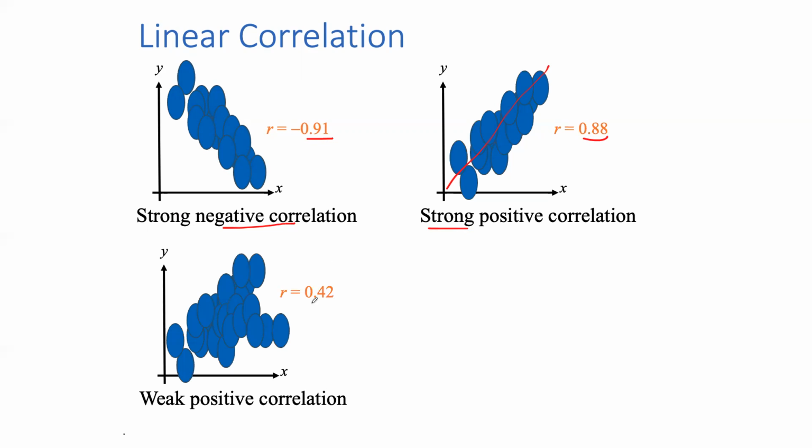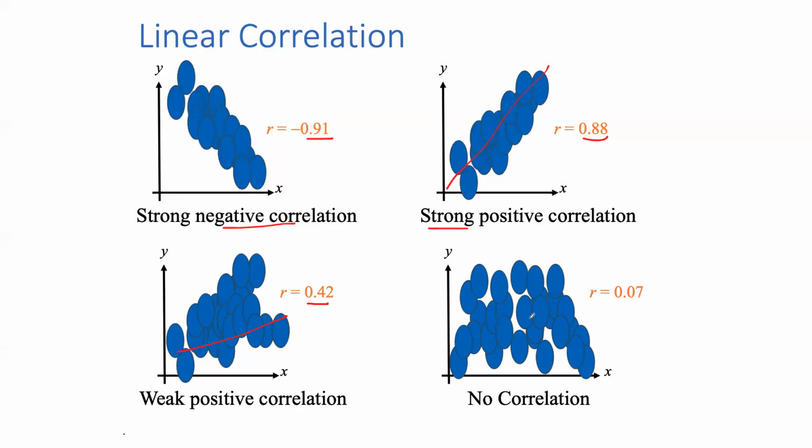R is 0.42. Again, we have a trend like this where R is positive, so it suggests that we have positive correlation, but it's fairly weak because the magnitude is 0.42. It's not very close to 1. It's closer to 0 than it is to 1, so we call this weak positive correlation. And here R is 0.07. So R here is basically very close to 0, and we get a scatter plot like this. It suggests that there is no correlation between X and Y, no discernible linear relationship between X and Y.